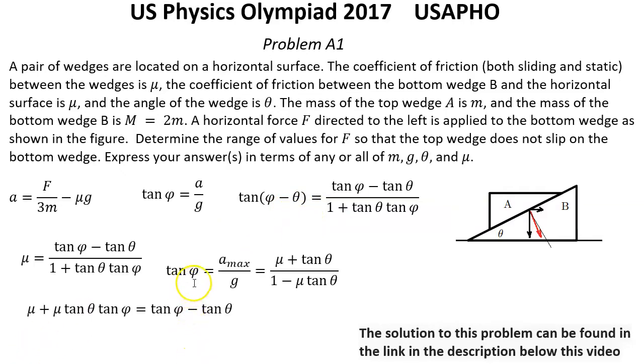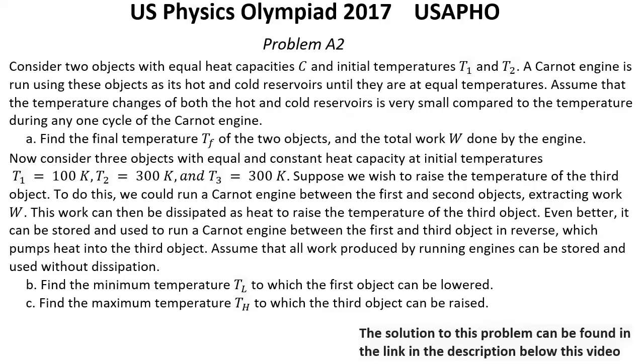And now tangent phi equals a maximum over g, which is this expression, and from here we can find what is maximum force F. That was a solution using non-inertial frame of reference. And also we can mention that if initially tangent theta is less than mu, the minimum force equals 0, because we have already not reached the critical angle.